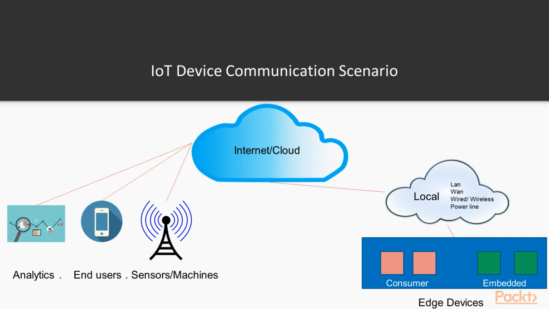The whole point of an IoT device is that it should establish communication to the internet. Before the device establishes a connection to the internet, it first talks to a local area network. So those are your LANs, WANs, using wired or wireless like Bluetooth, Wi-Fi, or a power line. Depending on your scenario and use case, you can use different methods to communicate to a local area network. This essentially becomes a gateway to talk to the World Wide Web or the internet. From that point, you communicate to the internet.